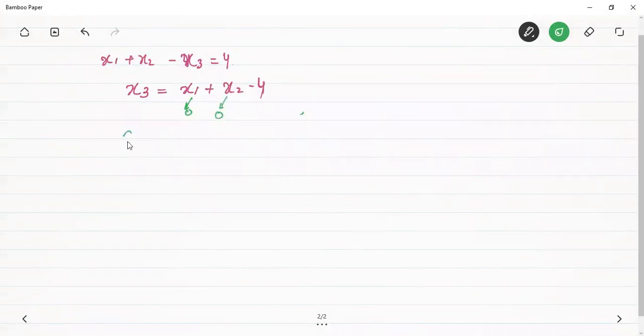So from here, what is the solution? We are getting that x3 is equal to -4. But this is not possible. X3 has to be greater than or equal to 0. But we are getting that x3 is equal to -4, and this is not possible because all the decision variables should be positive.